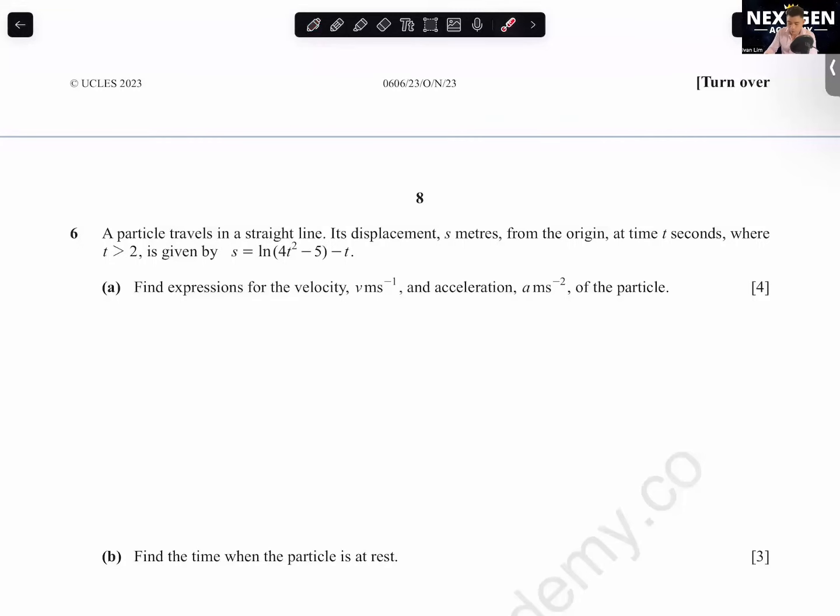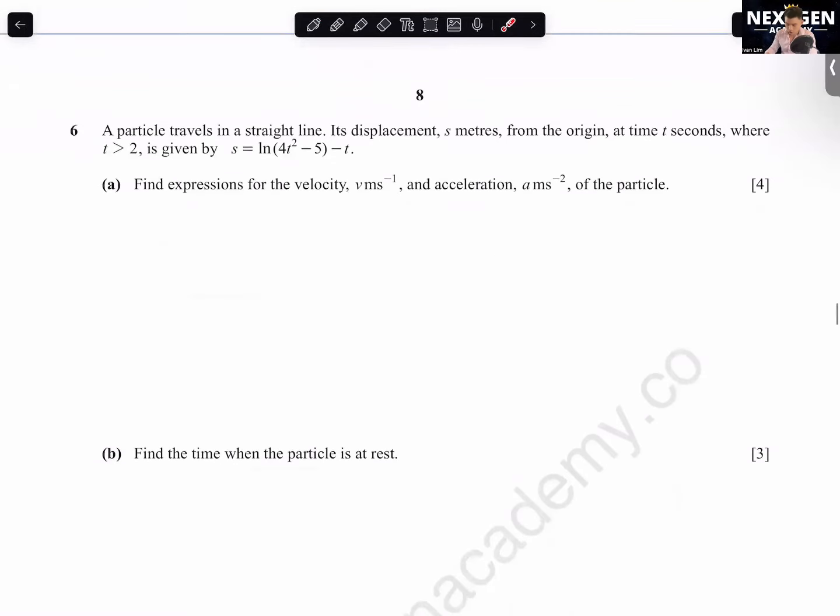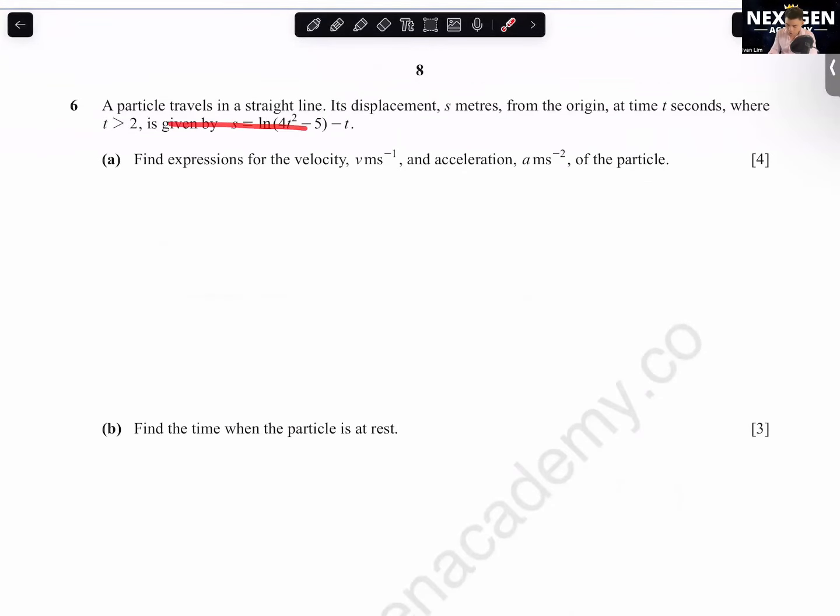All right, we are going to continue on the second part of October/November 2023, paper 2-3. Let's go to question 6. A particle travels in a straight line, its displacement s meters from the origin at time t seconds, where t is more than 2, is given by s equals ln of 4t squared minus 5, minus t. Find expressions for the velocity and acceleration of the particle.